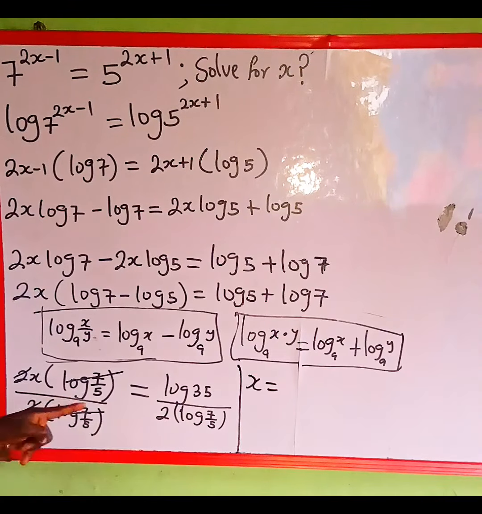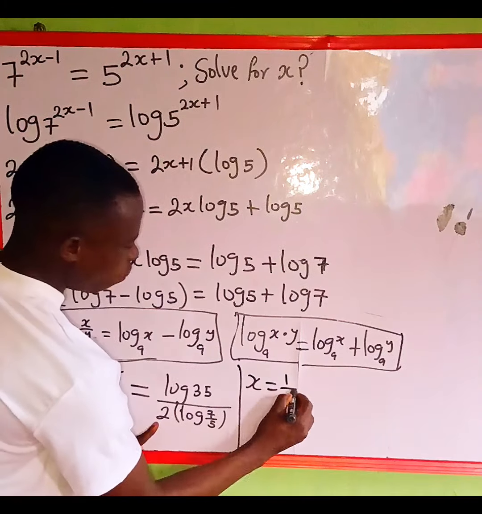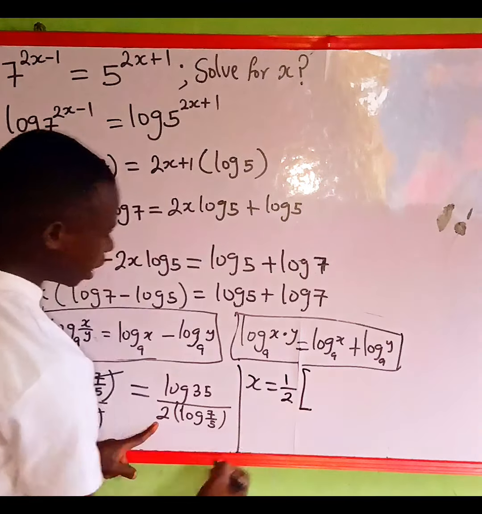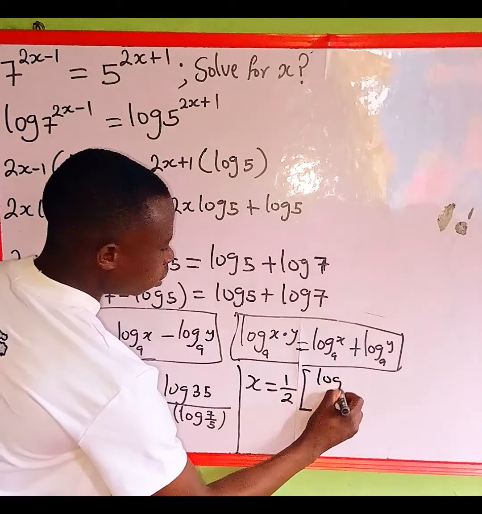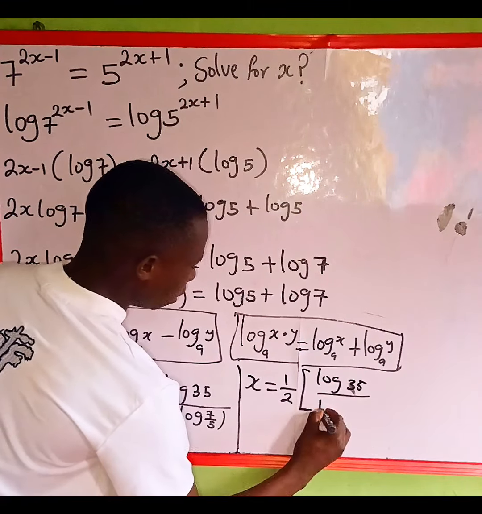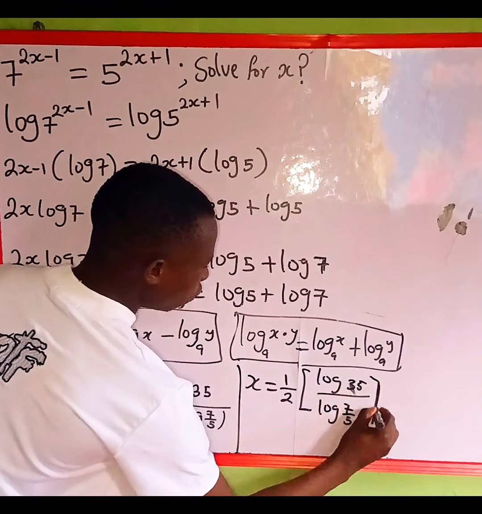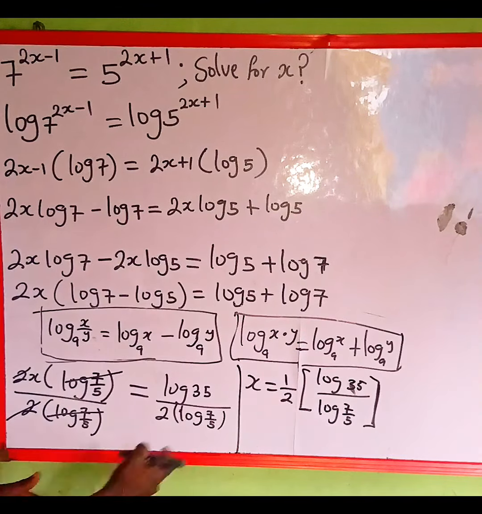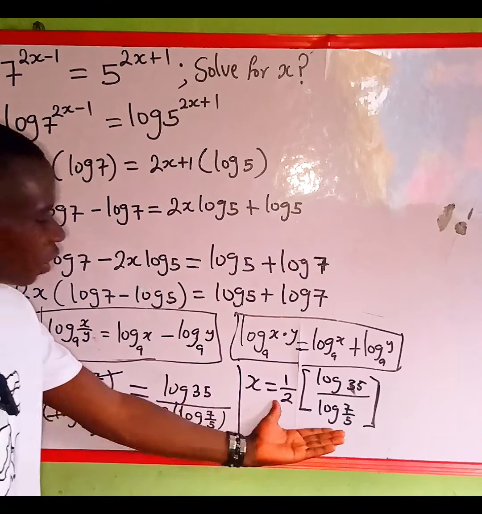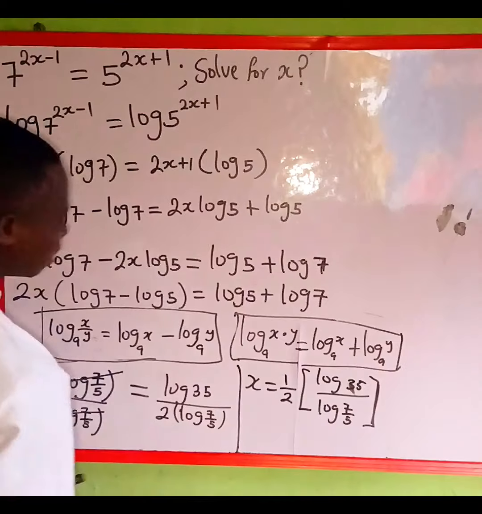X is equal to, and the right hand side, we have 2 here. So we're going to factor these 2 out. 1 over 2 into the bracket of log of 35 all over log of 7 over 5, and all to the base of 10. So we just factor these 2 out, 1 over 2. So this is the value of x. Well, we are not going to leave our answer in this form. We are going to simplify the right hand side further.